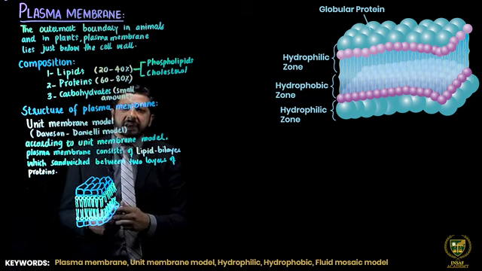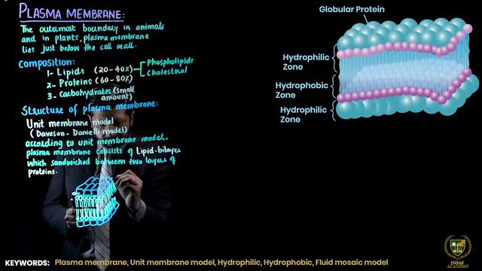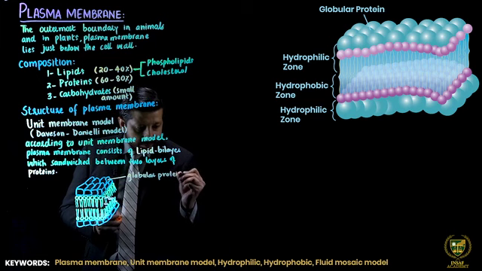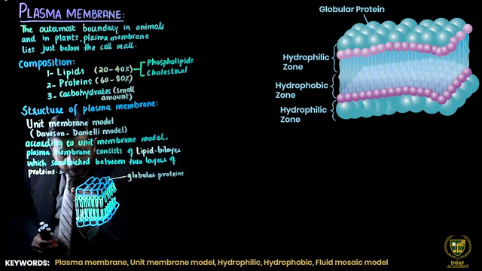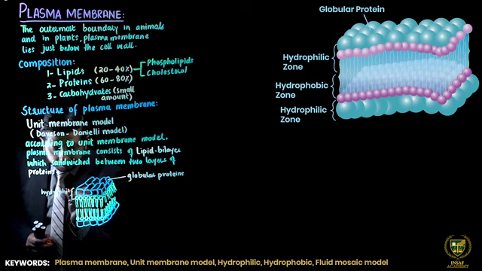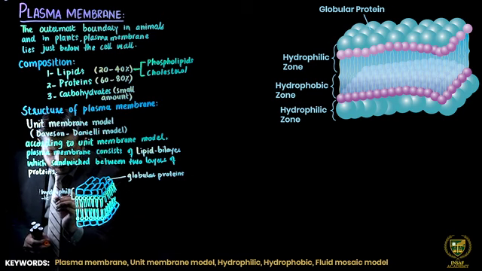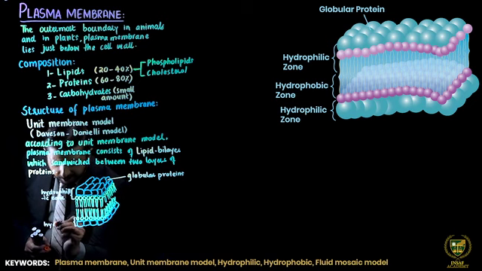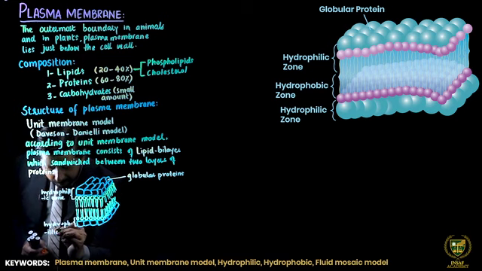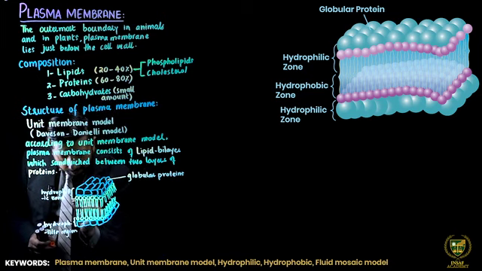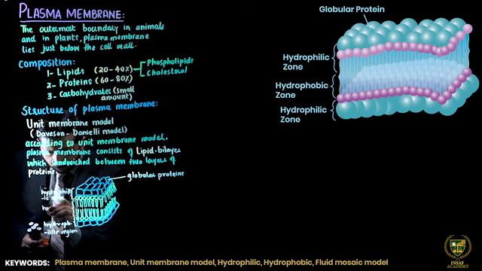So this model is called the unit membrane model. And these are the globular proteins. Clear? And this end is the hydrophilic zone or region, and this one also. This is hydrophilic. Hydrophilic means water loving. And in between these two regions, there is a hydrophobic region.